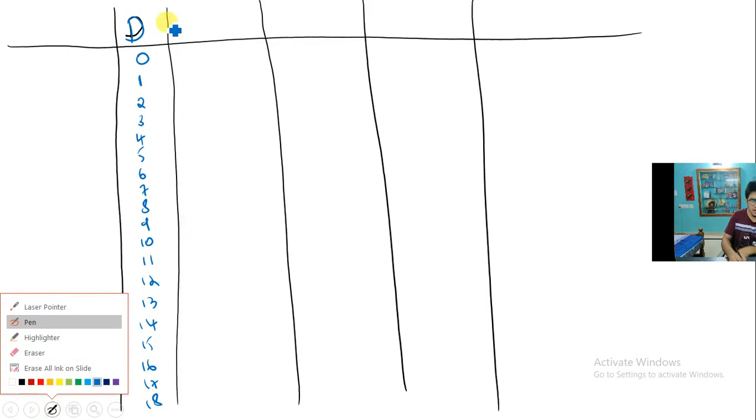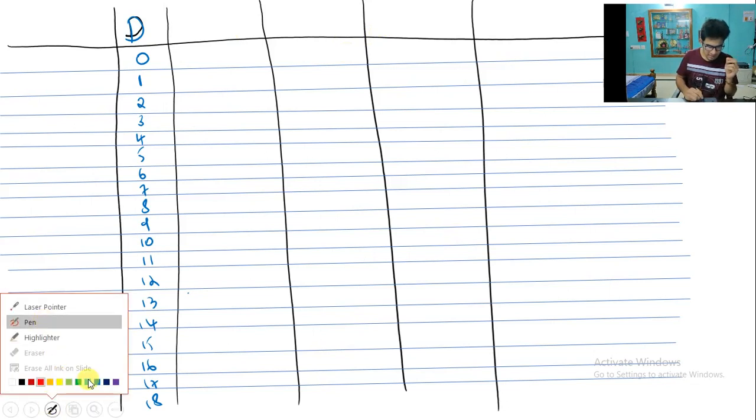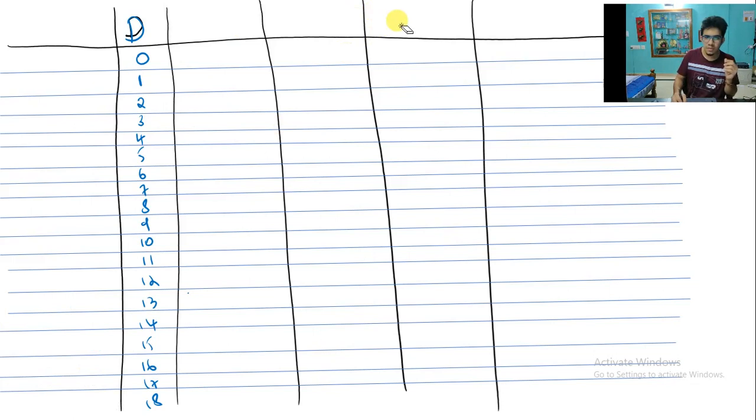Fine, I would like to draw some lines here. So I have drawn all the lines, so it will be easy for us. I have written the decimal format. Let me draw the binary number system, so let me change the color here for the binary.